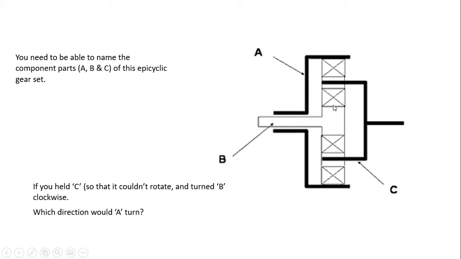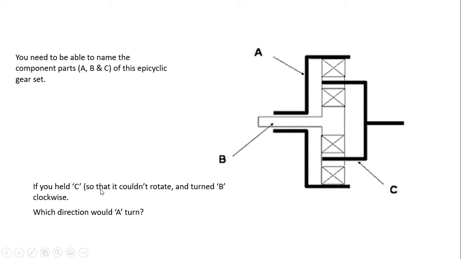So if the sun is going clockwise, then the planet will be spinning anti-clockwise, which means that the annulus or the ring gear will be going clockwise, the same direction as the input. Now generally, again, what you need to know, generally your input gear for all forward gears goes the opposite direction to your output. So the input and the output are opposite each other.